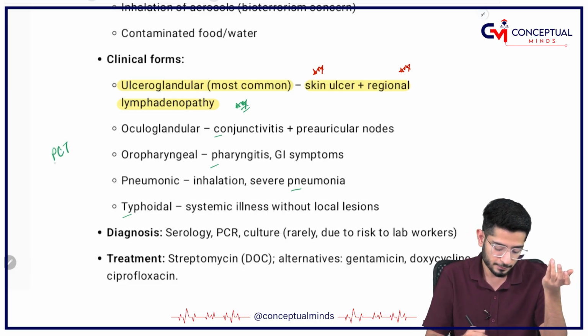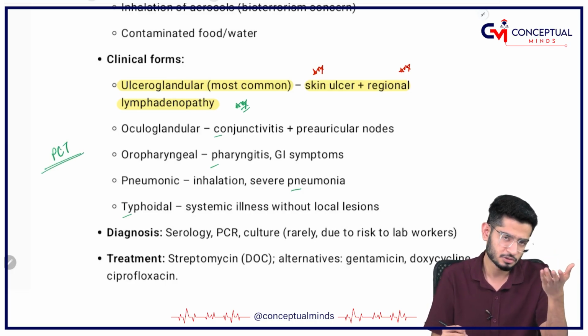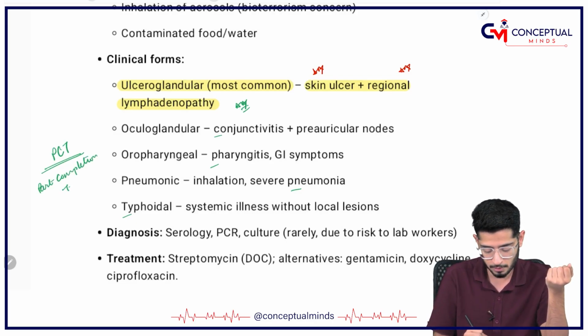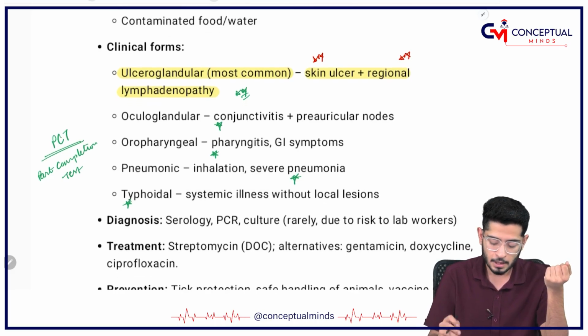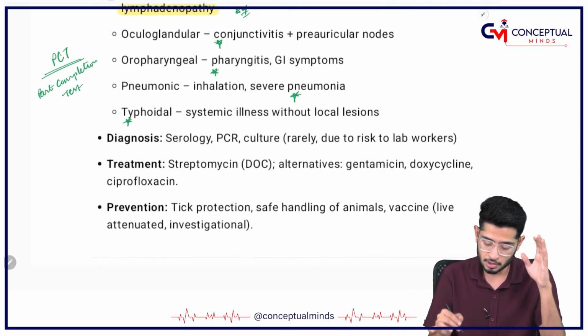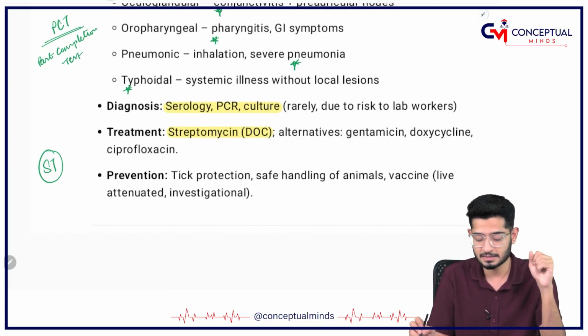You can remember it with the help of PCT as a mnemonic. PCT, I don't know if your college is conducting it or not, but in my college, yes, it used to happen, called part completion test. So this is the mnemonic to remember: tularemia can cause pharyngitis, conjunctivitis, typhoid, pneumonia, right? But the most common one is ulceroglandular. How will you diagnose it? Serology, PCR, culture. And the treatment of choice for tularemia, because S and T go together, is streptomycin. That is the drug of choice.